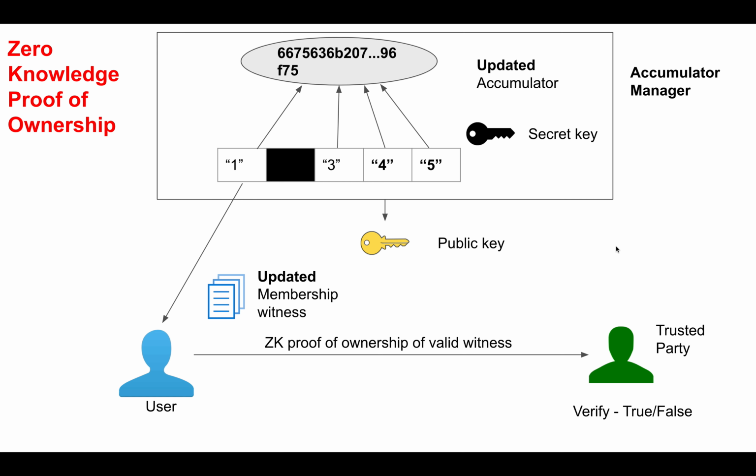The last feature of the accumulator protocol is that the user can prove their membership using a zero-knowledge proof of ownership of their membership witness. That means using the zero-knowledge proof, the user doesn't need to reveal the secret of the membership witness, and you don't know which value the membership witness is associated with. You can just send the zero-knowledge proof of ownership of a valid witness to some trusted party, and the trusted party can verify true or false.